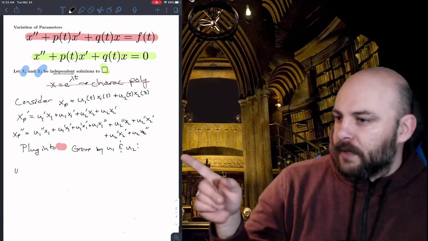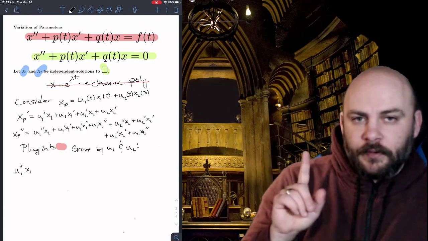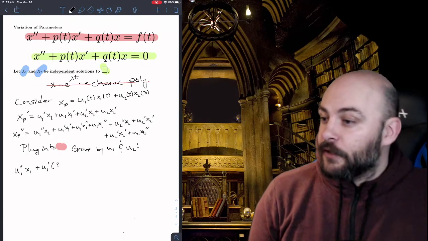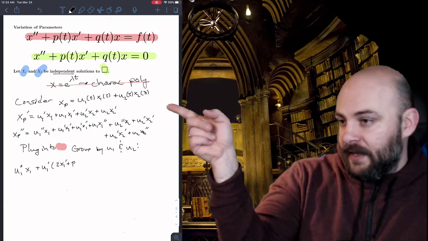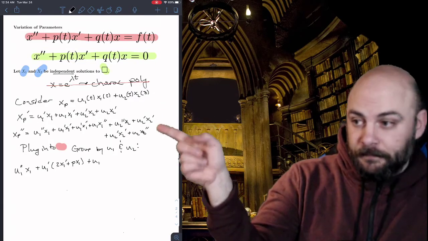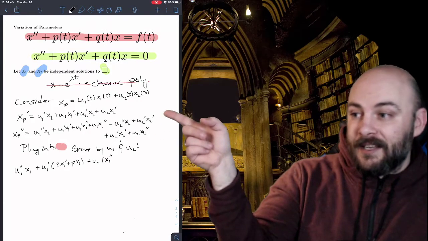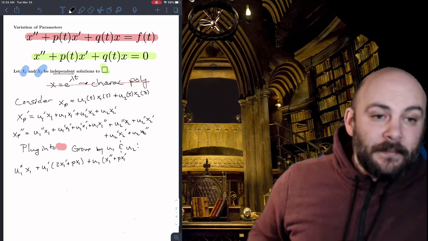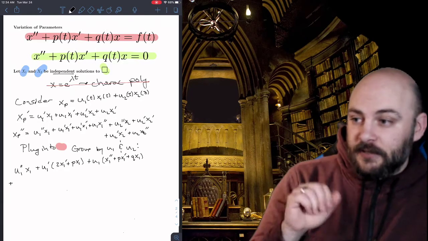So plugging those things in and grouping them, I can see first off that in all three of these, the only u1 double prime is touching an x1. The only u1 prime terms: I see I've got two x1 primes from this equation, and then xp prime is going to be multiplied by p of t, and so I get a p x1. And for the u1 terms, right here I get an x1 double prime. Right here I get an x1 prime, but that's going to be multiplied by p. And right here I have an x1, but that's going to be multiplied by q. And so we get all of those. That's all my u1 terms.